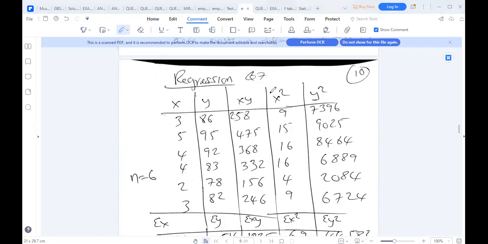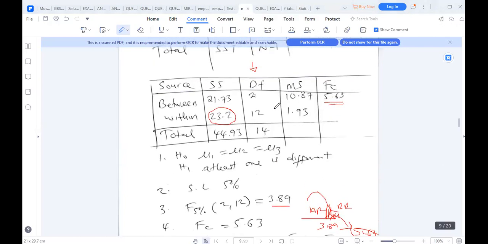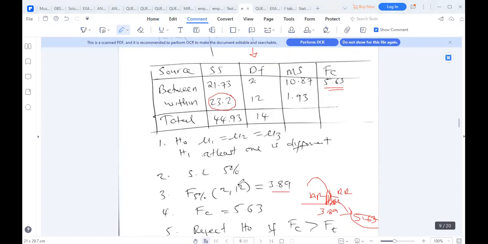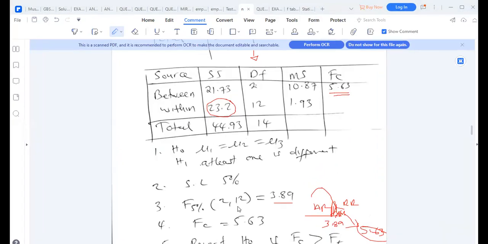Are we together on the ANOVA? Yes, but is it always that we need to reject if the F calculated is greater than the one we found? Yes, we always reject. You also need to understand that whenever we reject, it means that there's a statistical significance or difference. So whenever we reject, there's something happening. Okay, thank you. Any other questions before I proceed?